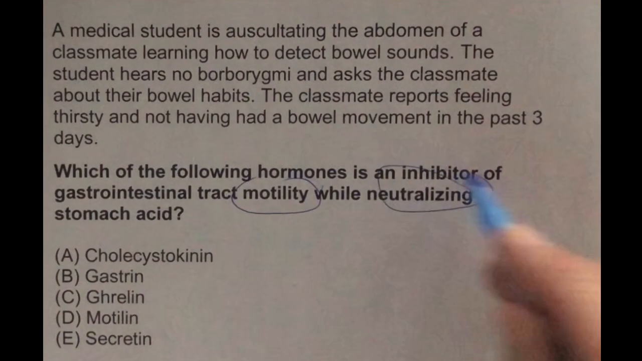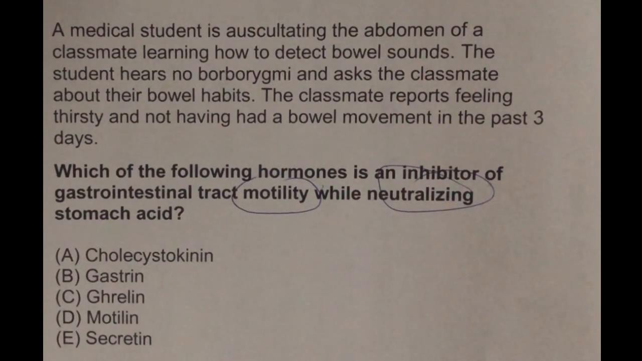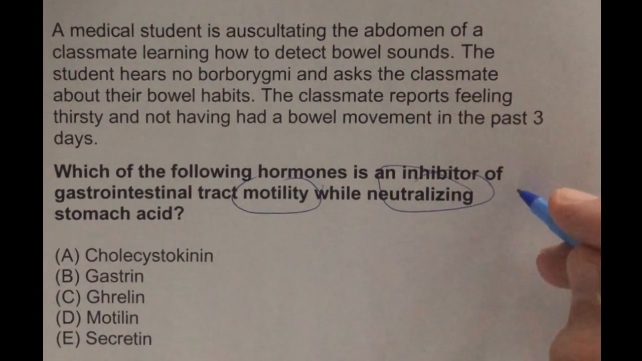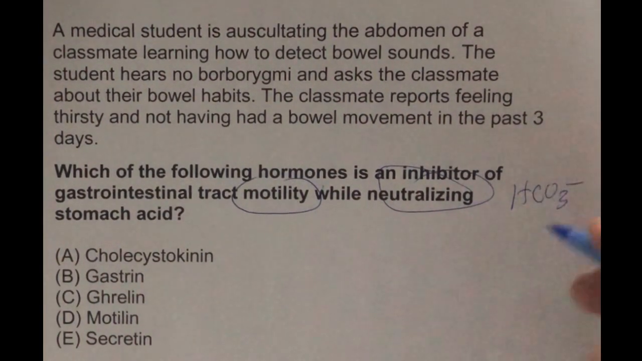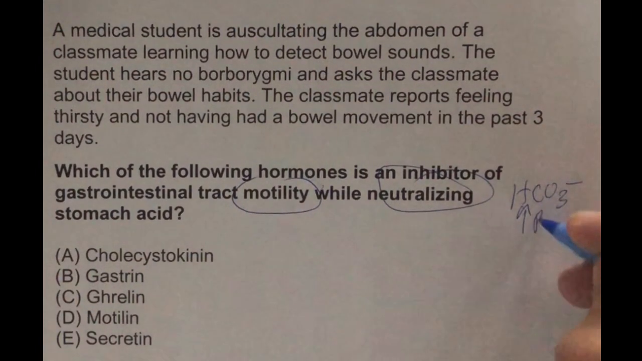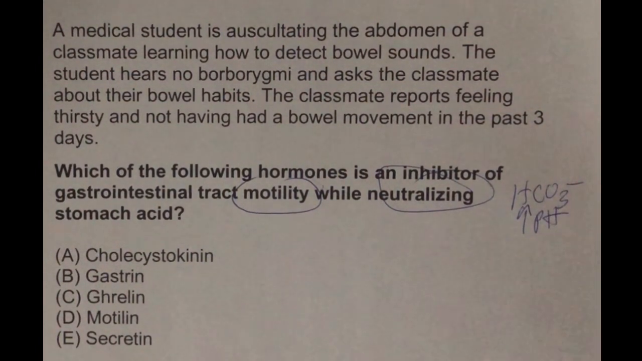and neutralizing stomach acid. What do we know? We know that neutralizing stomach acid is going to be something that has a high bicarbonate concentration and a high pH, because stomach acid has a low pH.